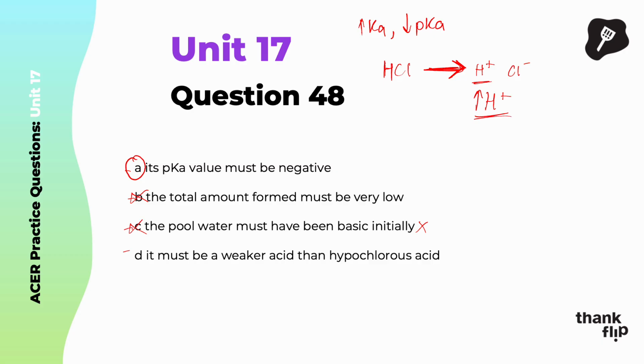And then the last option is that it must be a weaker acid than hypochlorous acid. Well, the fact that it's almost completely ionized tells us that it's quite a strong acid, and so even if you don't know what the constant for hypochlorous acid is, it's probably not weaker, it's probably quite strong, so we can eliminate this. Either way, out of the four options, A is the most true option, so we can circle that one.